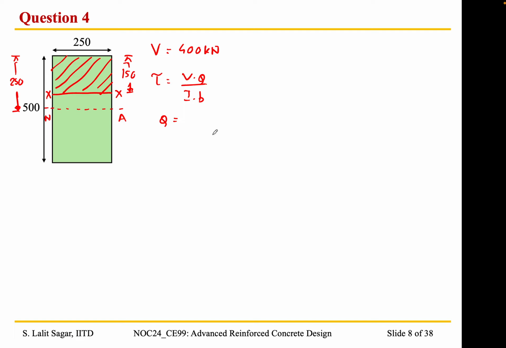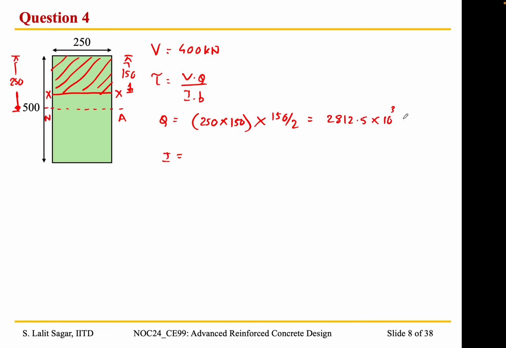So Q is given by, we need to find out the moment of the area about this axis xx. So that is given by, first the area is 250 by 150, and the centroid of the area taken about the x axis is 150 by 2. So can anybody calculate and tell what this value would be? Okay, and I is given by, yeah, please go ahead. 2812.5. Yeah, 2812.5, thank you.